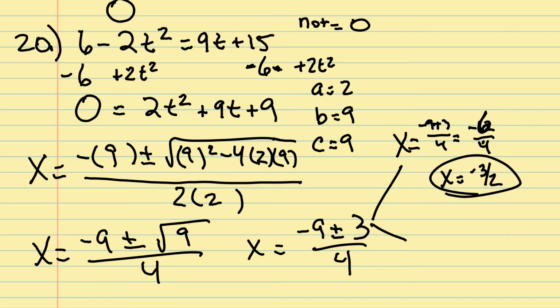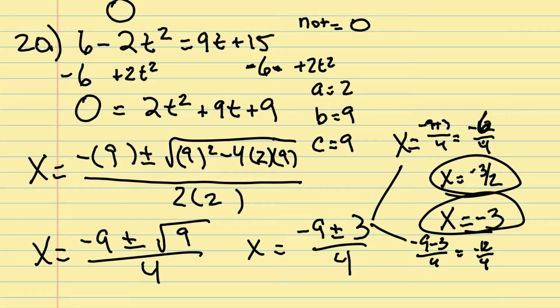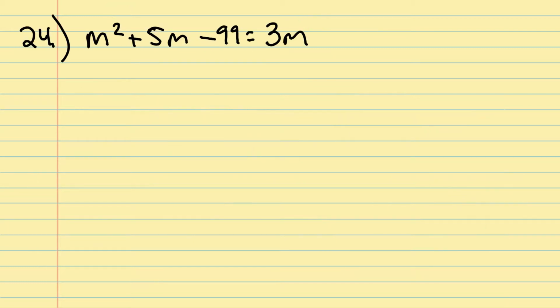That's my first answer. Now I have to do negative 9 minus 3 over 4. I get negative 12 over 4. So I get x equals negative 3 as my second answer. And that's it. That actually means this was factorable. So if you wanted to factor that one to check, you could have.